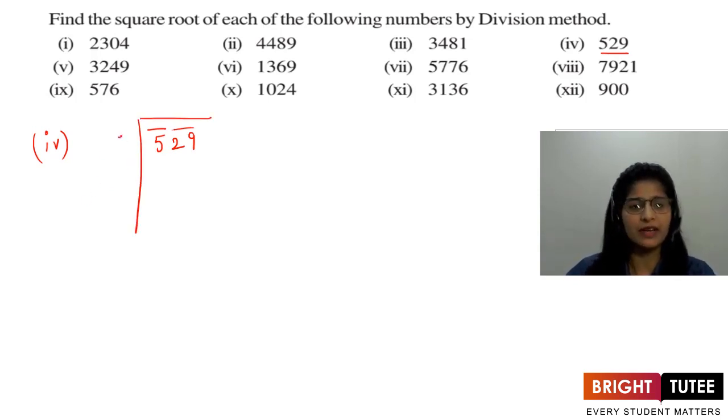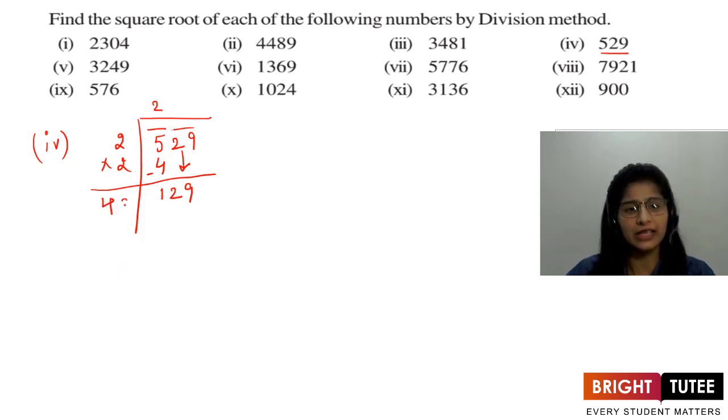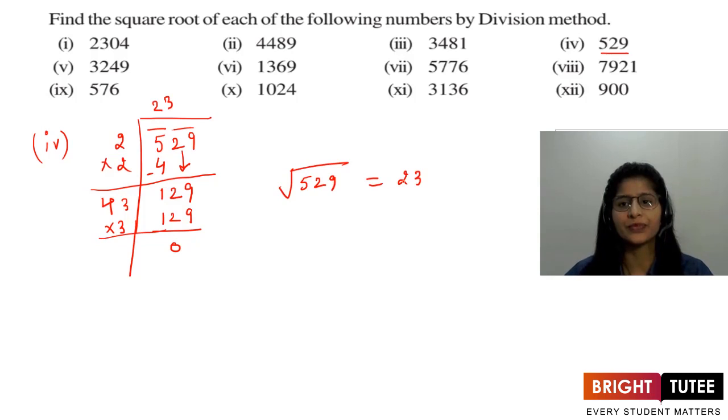So first of all, we will write 2, 2 2s are 4, because at 3 we get 9, that is more than 5. Subtracting it we get 1, and then we are going to copy what? 29 here. Double of 2 is 4. Now we have to think what should we write. 9 comes when we write 3 here. So if we try with 3, 3 3s are 9 and 3 4s are 12. Yes, we are getting it. So what is the remainder that we got? We got the remainder as 0, and square root of 529 comes out to be 23.